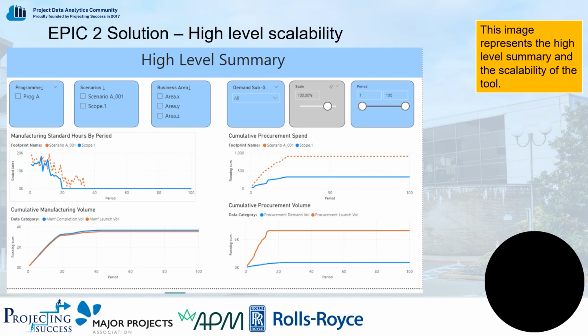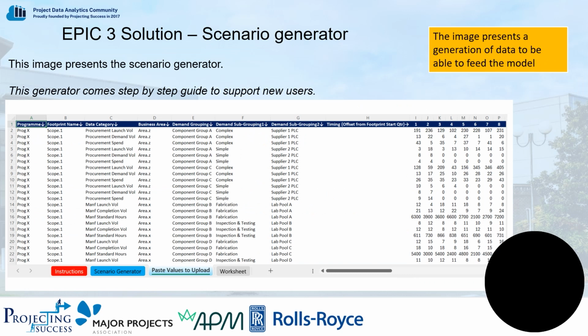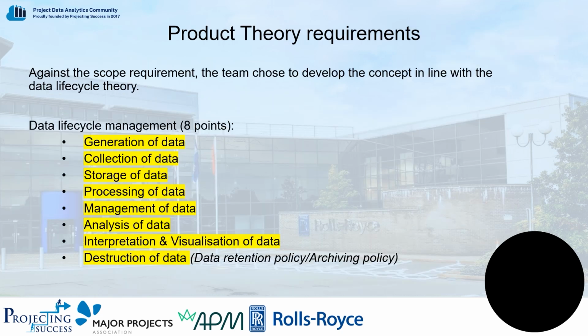Just flicking back, you'll note the difference between the medium level and the high level: at the medium level you're able to edit with filters and slicers, whereas at the high level you're able to scale it should you wish. Epic 3 is a solution generator. This is supported by a user guide, with the intent that new users can pick this up and use it at pace. Product theory shows the binding theory that we used, the data lifecycle management cycle, to support the development of our product and tool.